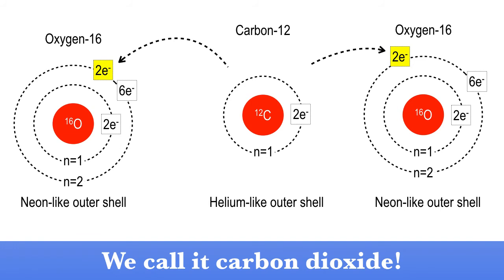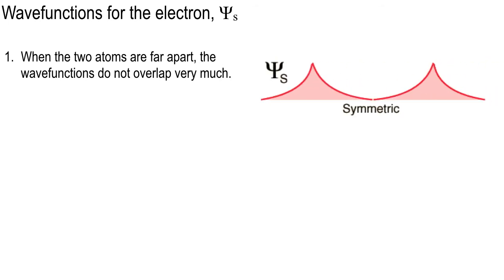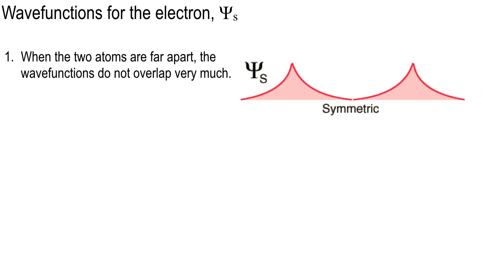Because all these bonds are something we call covalent. In other words, you're sharing the valence electrons. Here we go. If you have 2 atoms that are fairly far apart, this is actually the shape as you go away from the center of the atom.